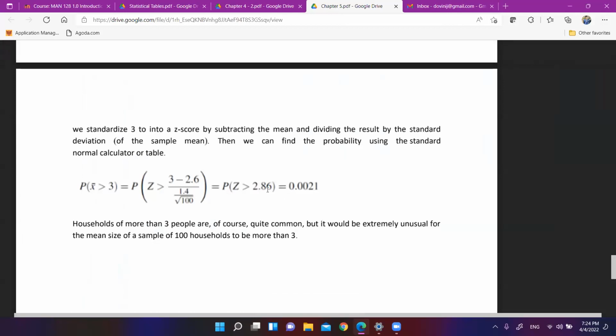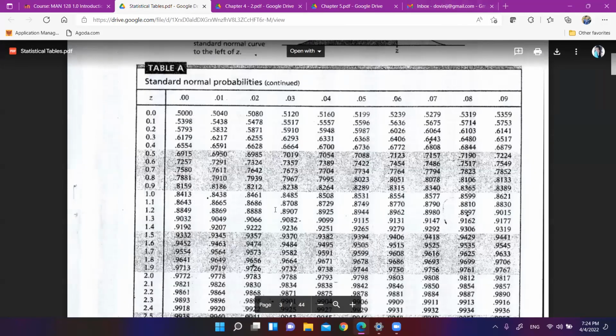Sorry, 2.86, right? 2.8, maybe 2.86. So how do you read that?